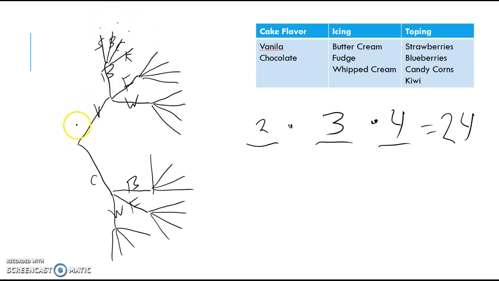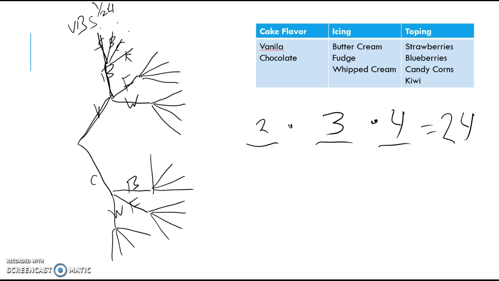So here's our cake with vanilla, with buttercream frosting, and with strawberry topping. So our vanilla buttercream strawberry cake. And that exact cake is 1 choice out of 24. So there's a 1 out of 24 chance of getting that cake in particular.